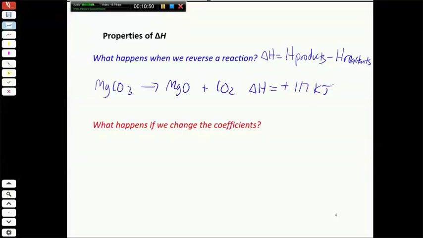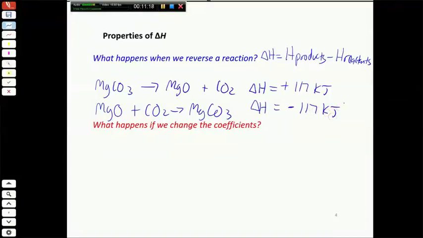Now what do we think would happen if we wrote the reverse equation? So the products from this equation become the reactants, and we're considering magnesium oxide combining with CO2 to make magnesium carbonate. So we're doing the exact opposite chemical reaction down here. The products become the reactants and the reactants become the products. And so what would delta H for this be? Any guesses? It's just going to be the negative of this, minus 117 kilojoules. So if we reverse a reaction, if we flip the reactants and the products, delta H changes sign.